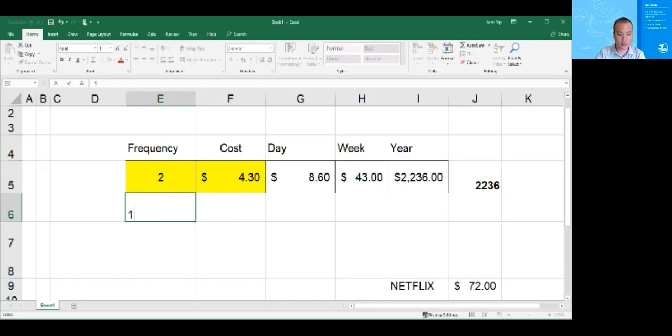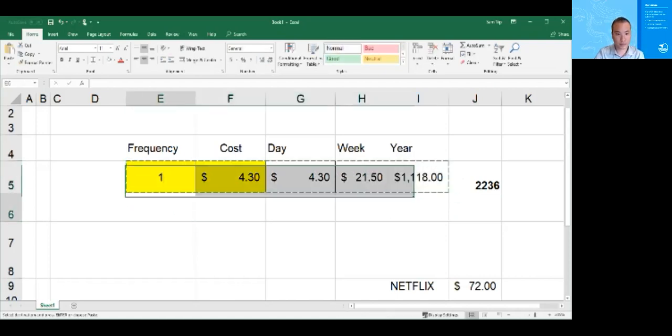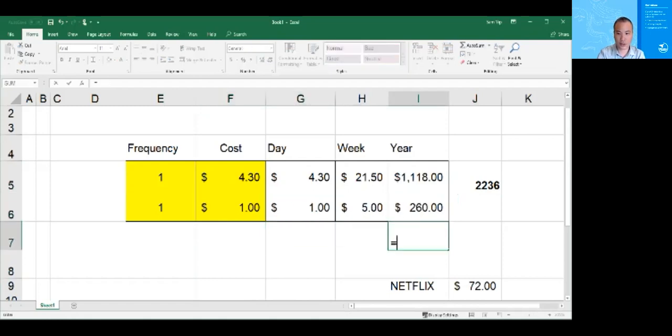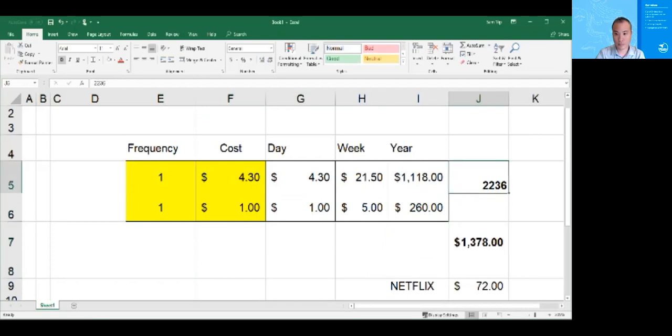So let's do another calculation. You're doing 1 coffee from the $4.30 place, and you're buying your second coffee at 7-Eleven for $1. So that's going to cost you $260. So all up, you are spending $1,378. What is the saving? $858 a year. Now that's quite a significant amount of money for 1 leak adjustment.